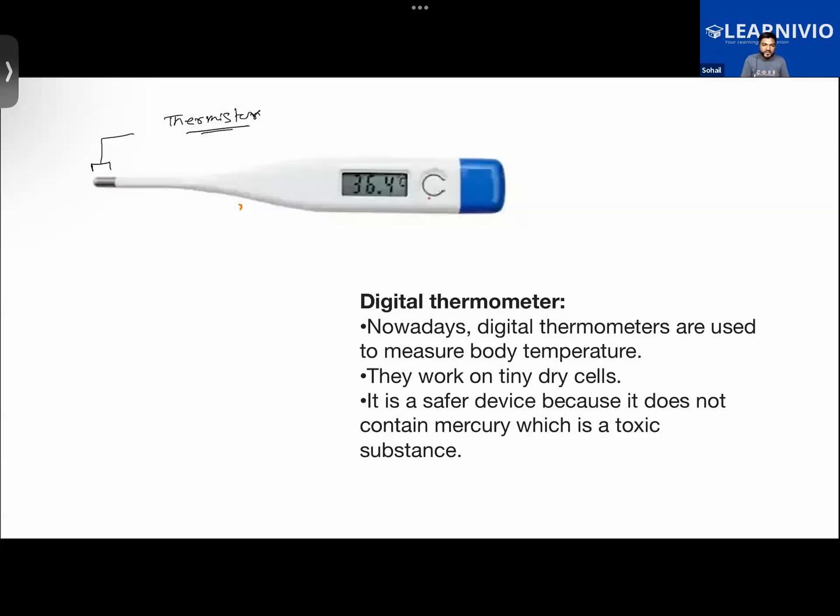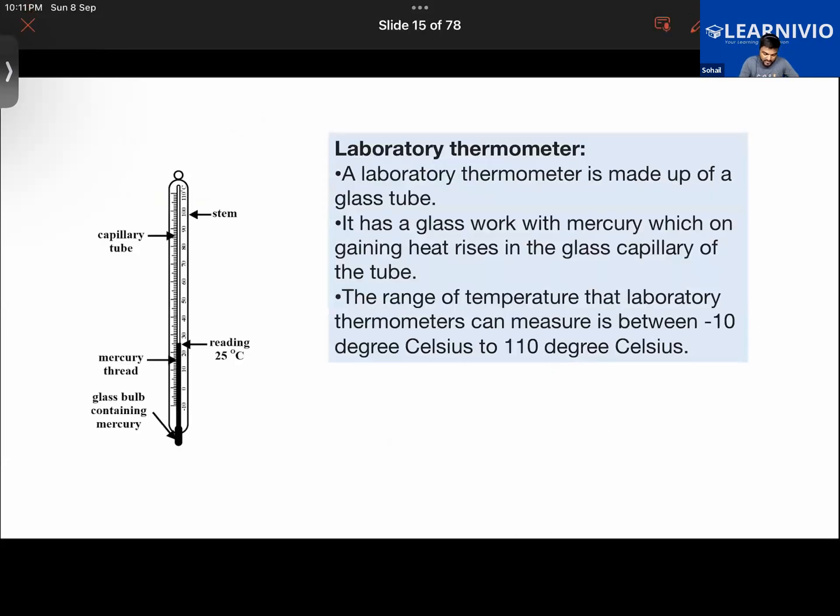So nowadays we prefer using this. They work on tiny dry cells. Tiny dry cells of circular shape are fitted in this, and they are safer because they do not use the toxic substance that is mercury. That is all about the digital thermometer. Nothing too technical about it.